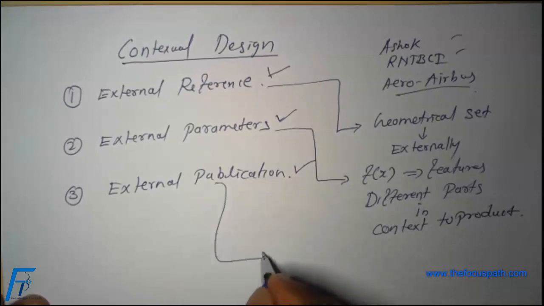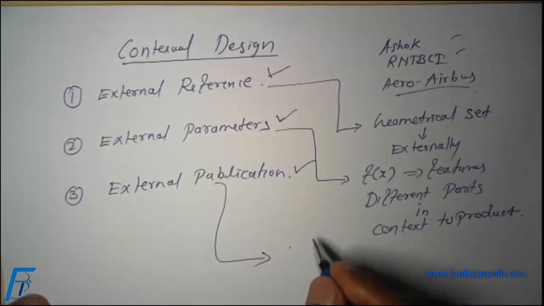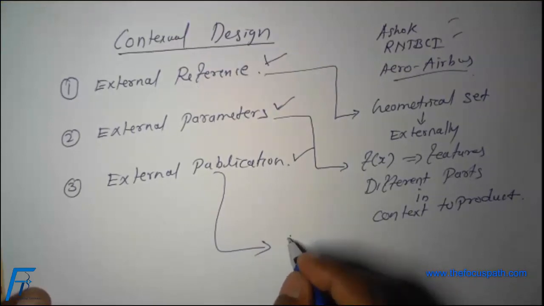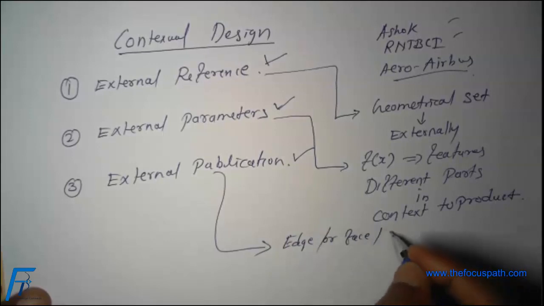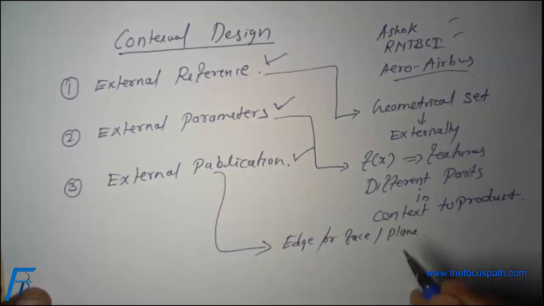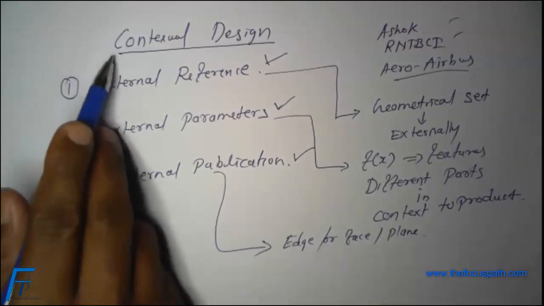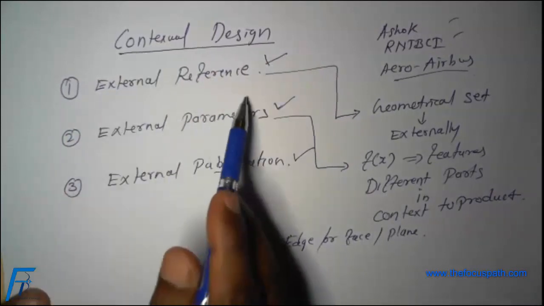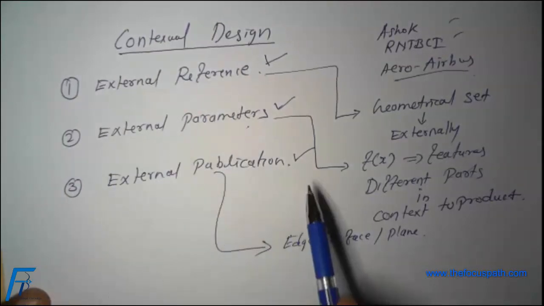Then external publication, which we discussed yesterday. What we do is publish the edges, lines, and all the stuff. So we are going to use external publication. External references could be an edge, or a face, or a plane, whatever it could be. We can use it for geometrical design. So these are the three methods of contextual design. They will ask you in the interview, what are the different types of contextual design? So you can tell, we can design an assembly using external reference, external parameters, and external publications.